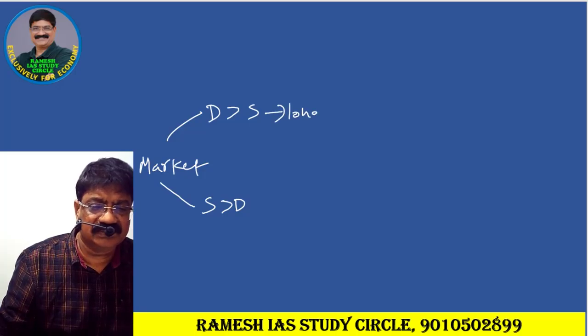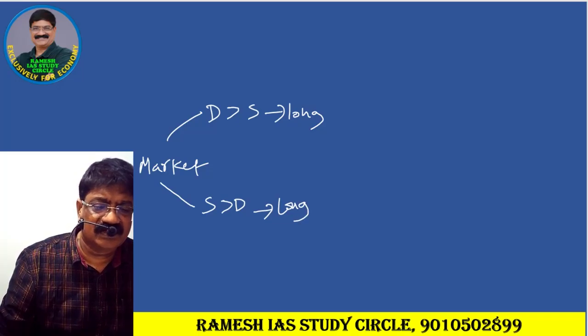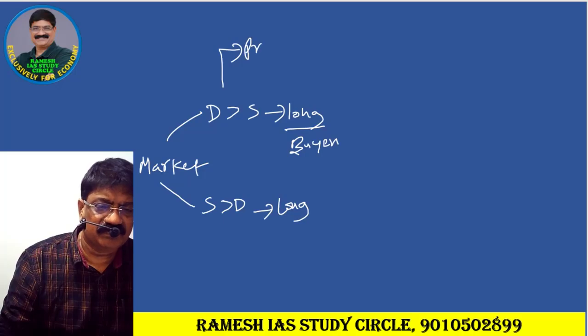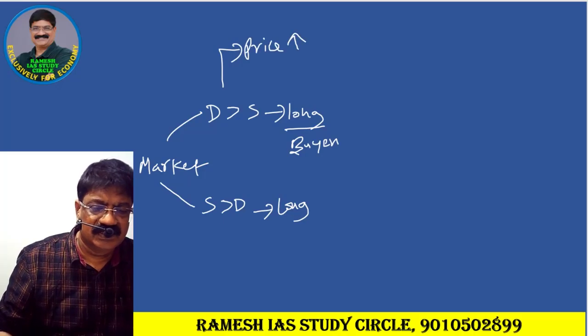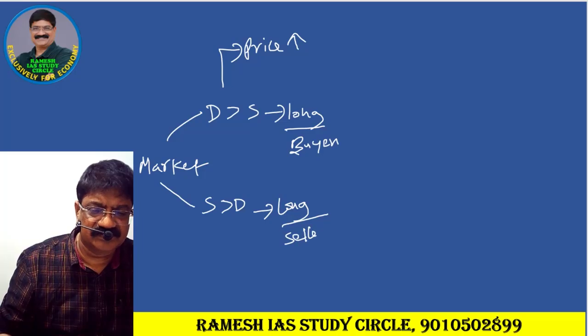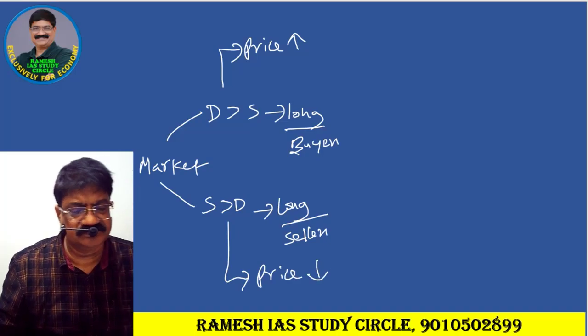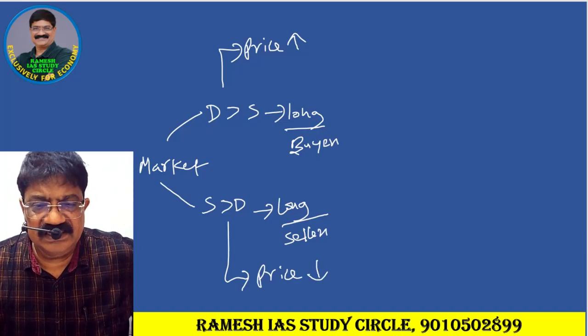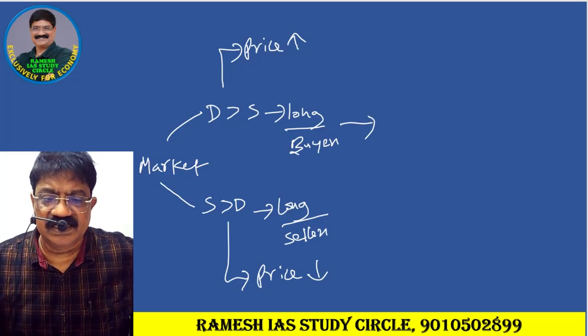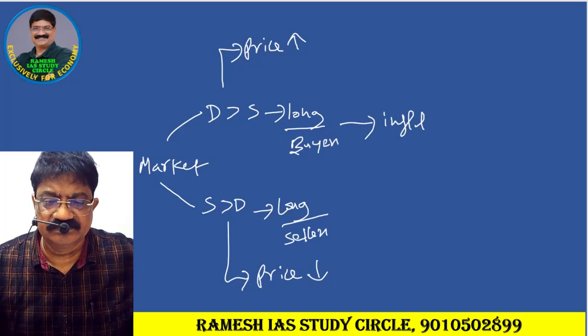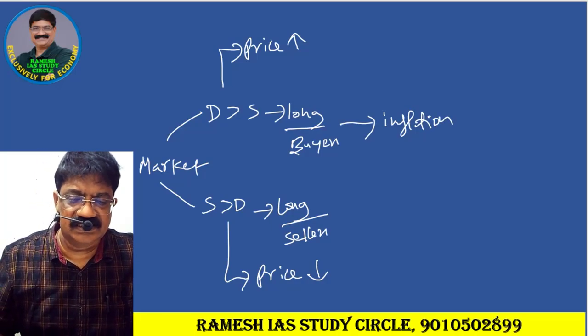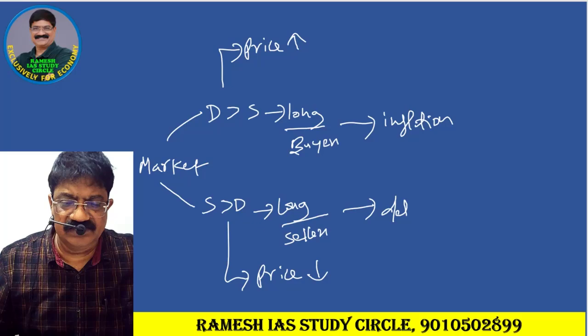Here, long period, about 12 months. Here buyers are affected. Why? Because price up. Here sellers are affected. Why? Because price down. The price enhancement in long period can be treated as inflation, and the price decrease in long period is treated as deflation.